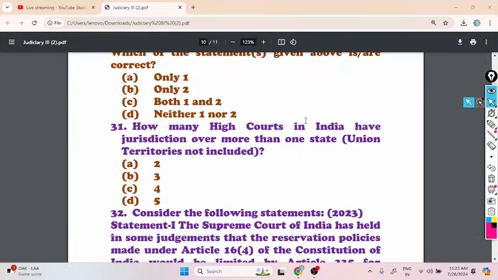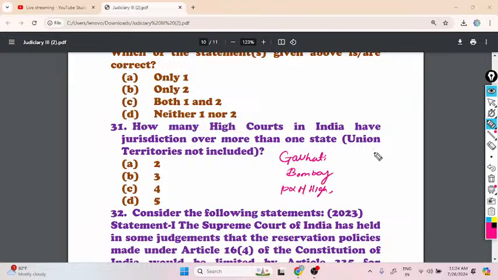How many high courts in India have jurisdiction over more than one state? Three high courts. Union territories are not included. If you consider union territories, then the number of high courts will increase. There are 3 high courts: Guwahati High Court, which covers 4 states, Bombay High Court, and the Punjab and Haryana High Court.